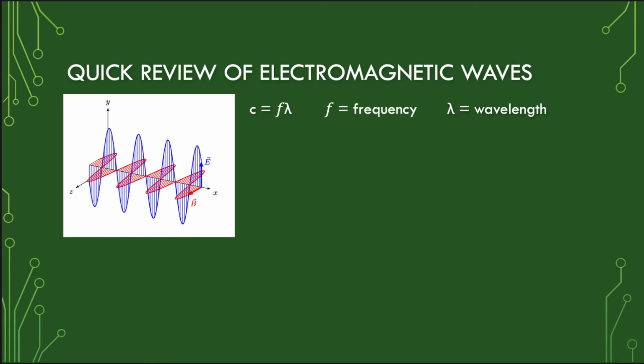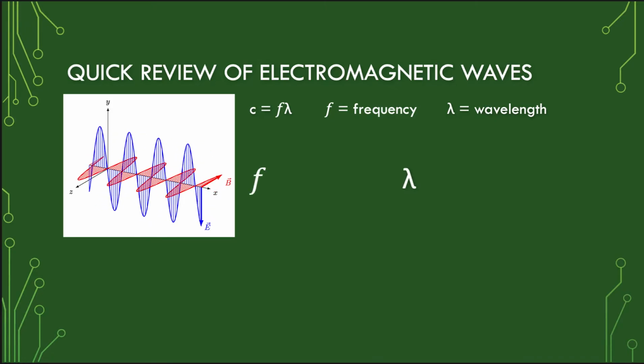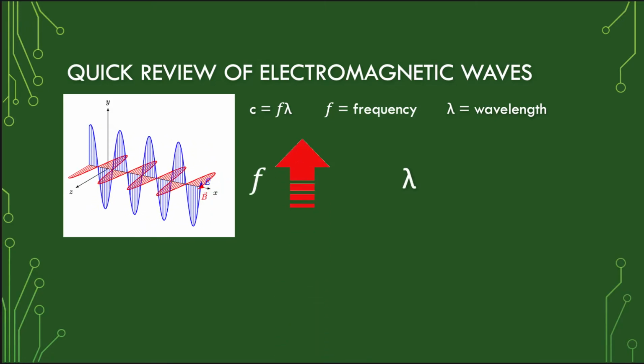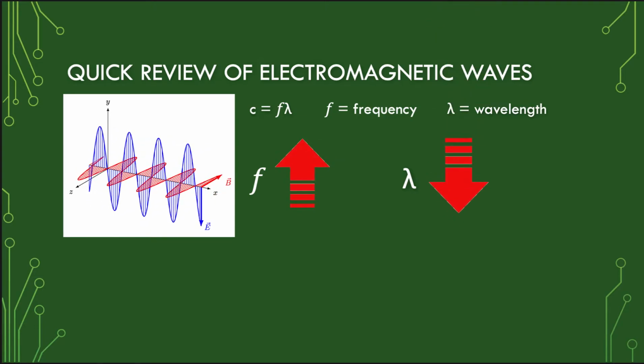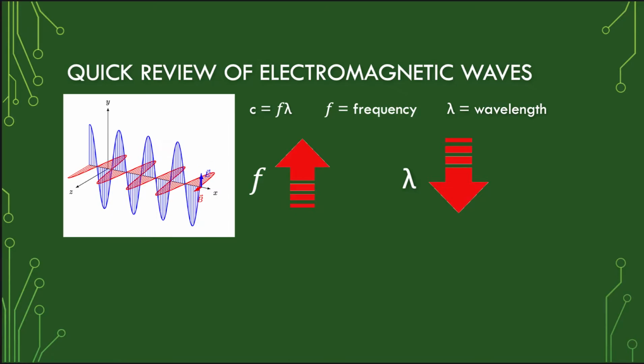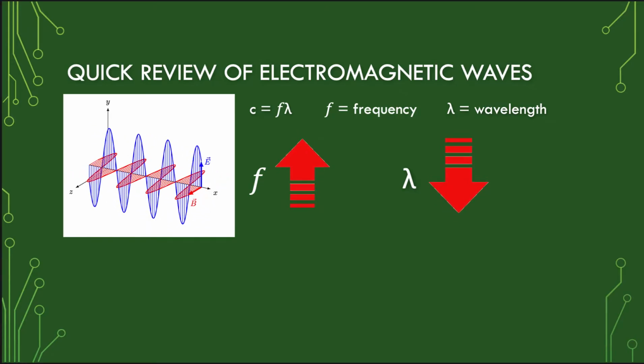See this equation: c equals f times lambda. Therefore, as frequency increases, wavelength decreases. This means we have many different types of electromagnetic waves with different frequencies and wavelengths, as we will further dive into.